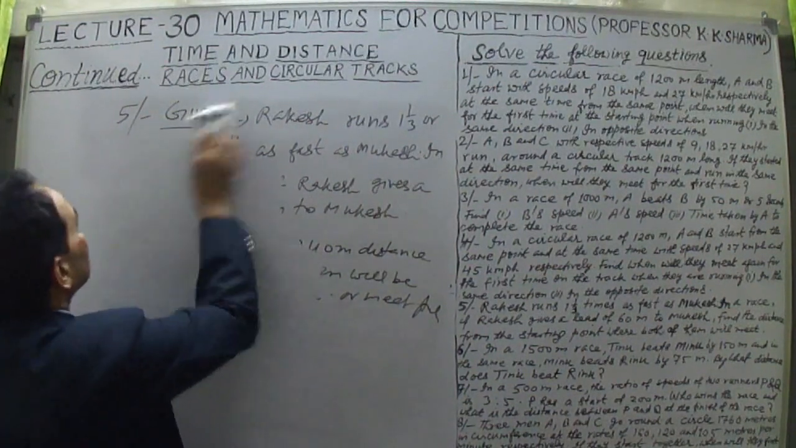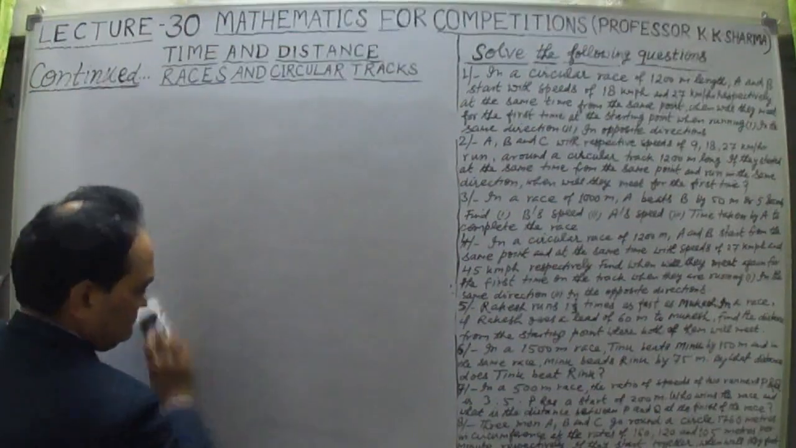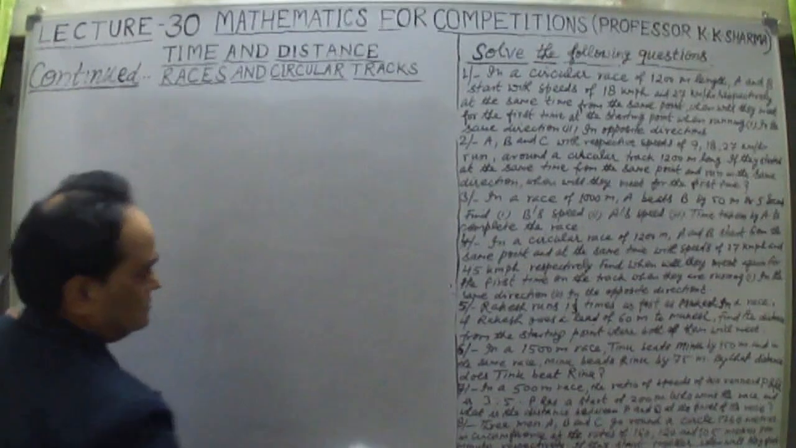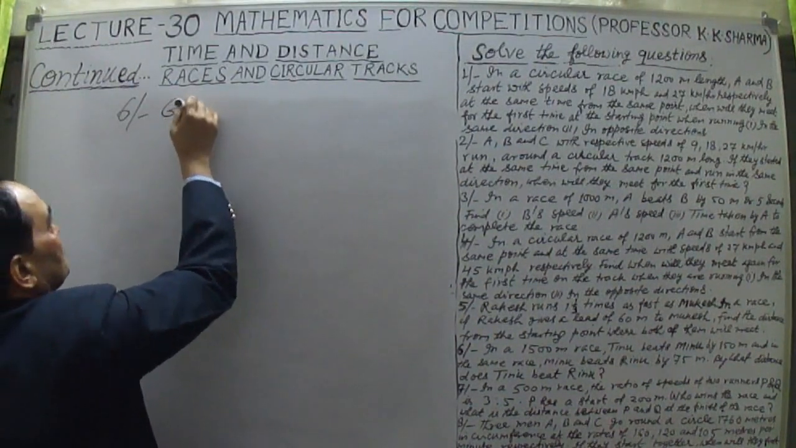So question number 5 we have completed. Let me talk about question number 6. What is question number 6? Let me check it and then solve it. Question number 6. What is given to us?